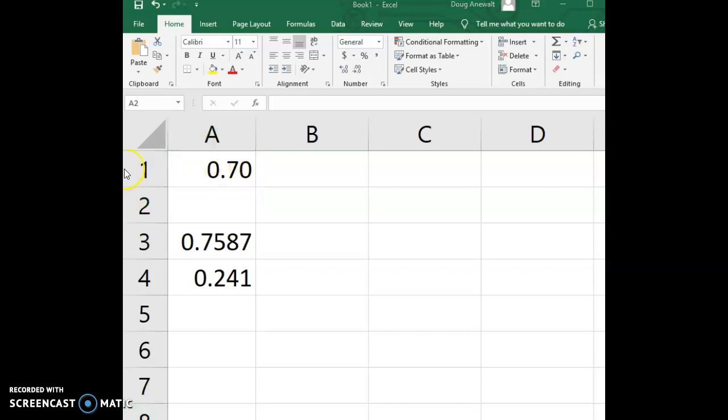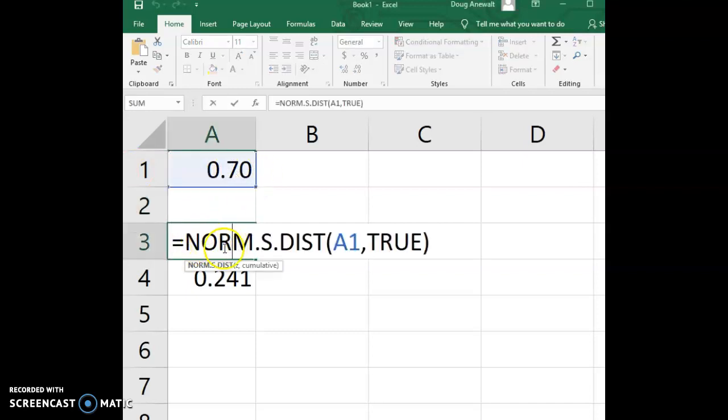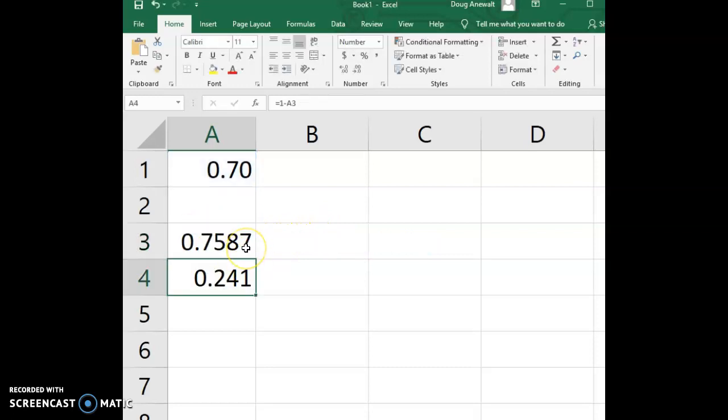To find the p-value of that test statistic, use NORM.S.DIST, and enter in that value, comma, TRUE, and that gives the probability of being at that value or less than it. So if you want to know the greater than probability, you need to do 1 minus the less than probability to get your result.